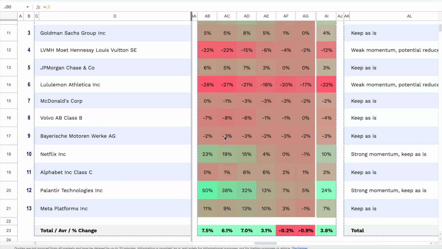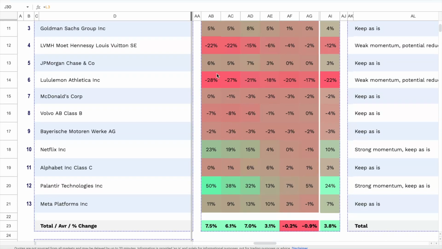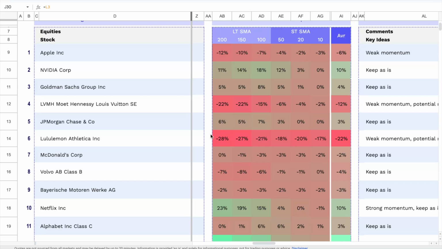Now, the worst stock in this fictional portfolio, I would say, is Lululemon. The current stock price is 28% below the 200-day moving average, and we can see the average of all of these time frames is minus 22%, showing us that Lululemon right now does not have any momentum at all.